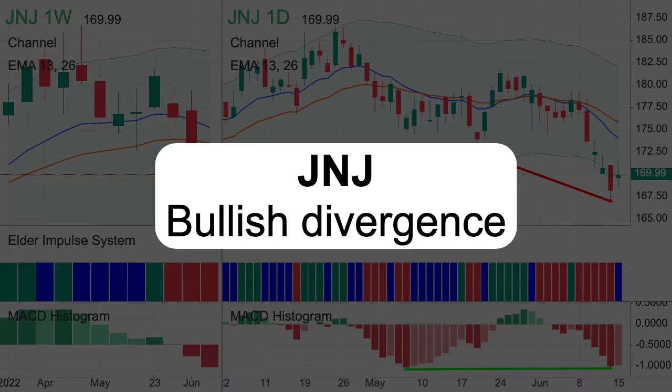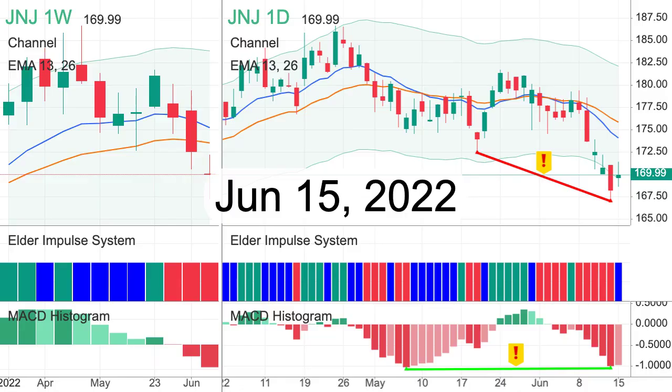Let's consider the stock of Johnson & Johnson. On June 15, 2022, a bull divergence formed in a downtrend. This is a strong buy signal. There is a first light bar on the histogram. Are you ready to submit a buy order?